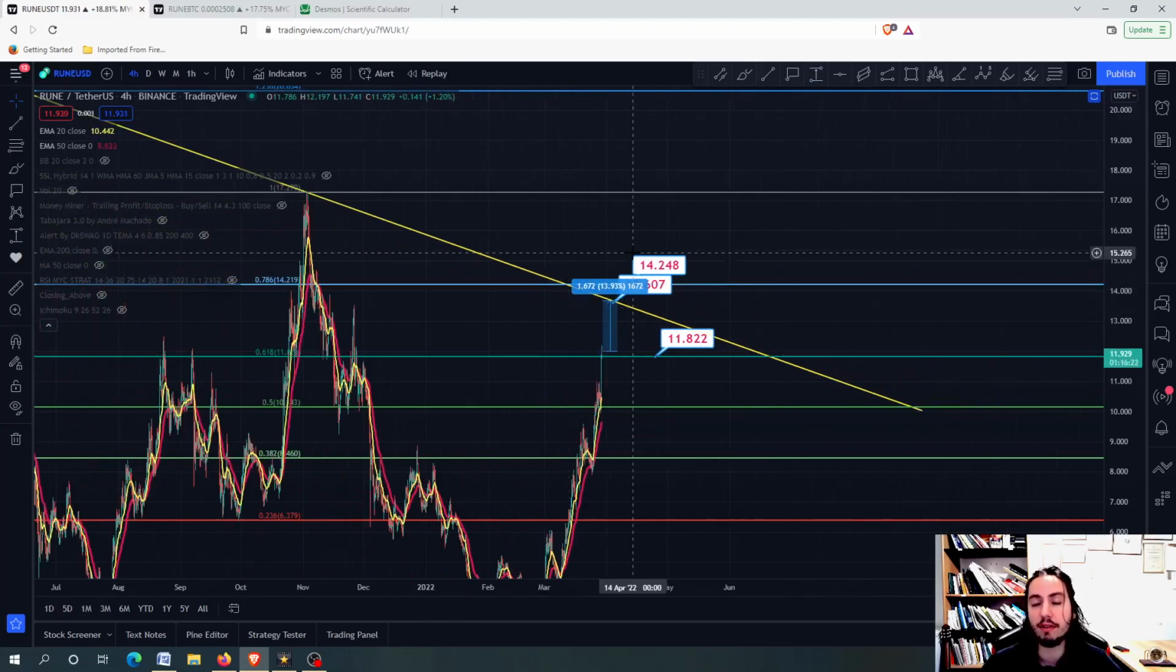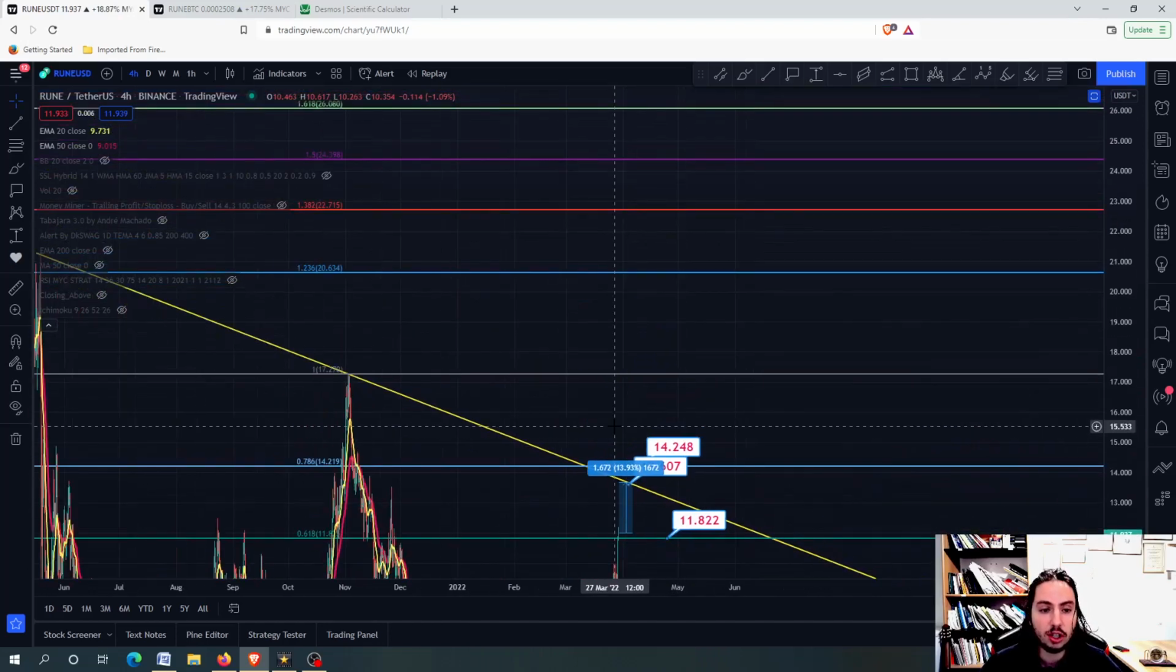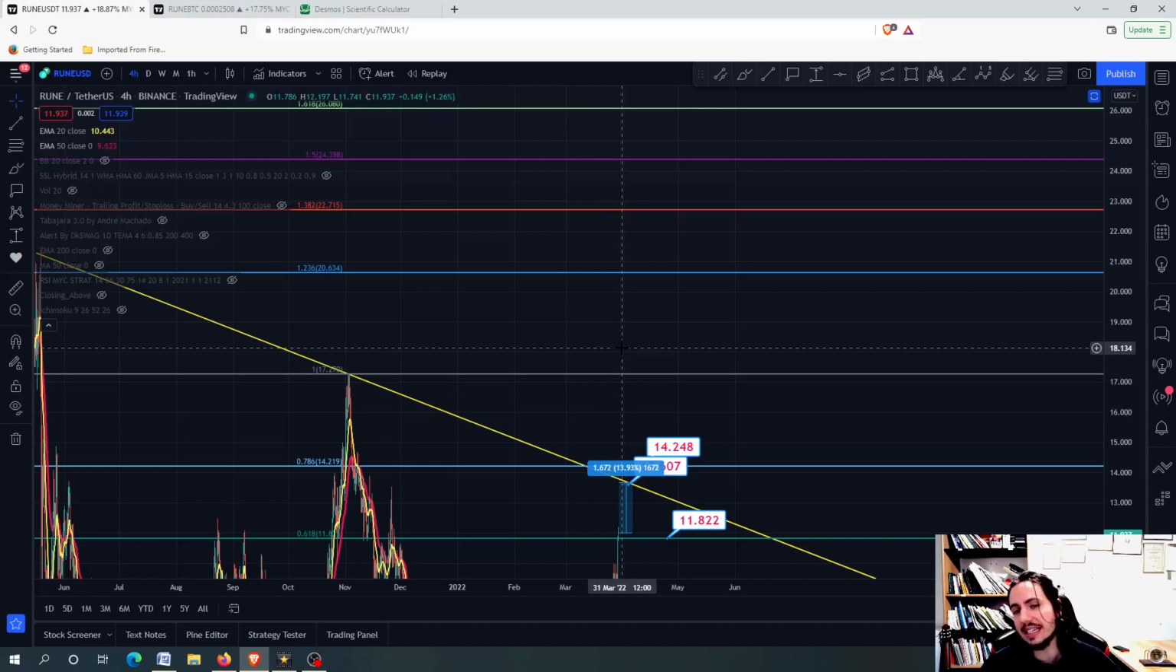And if we go above the 14.25, then be certain that the next target will be even higher than the 20 USDT for Rune. It might be going in a crazy impulsive wave mode.